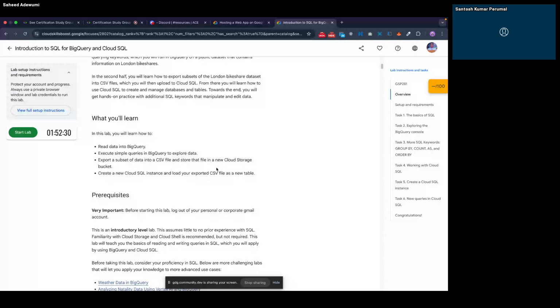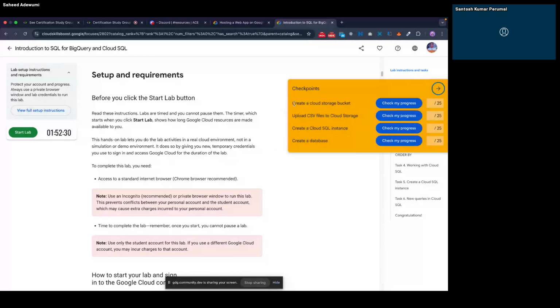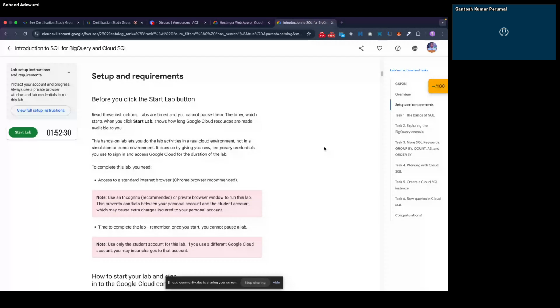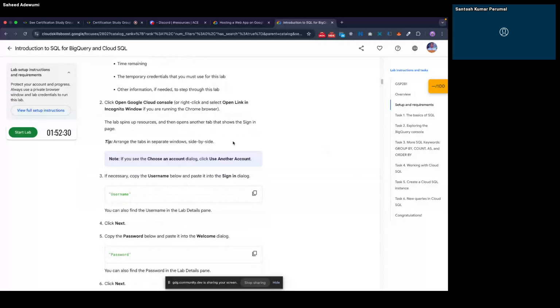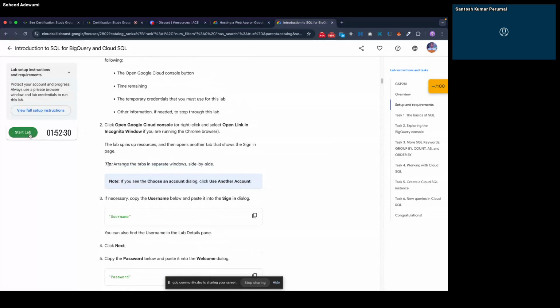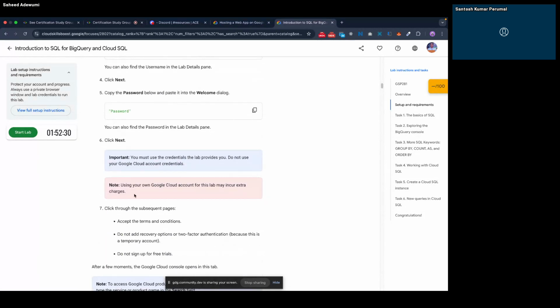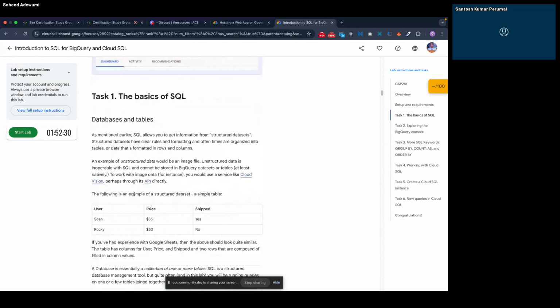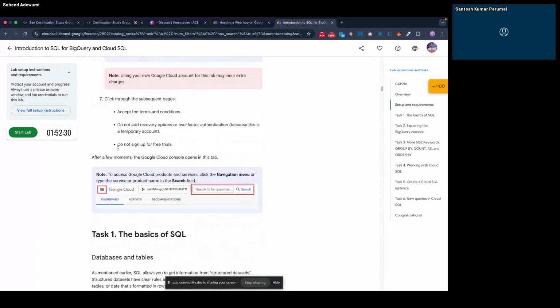So before we get started, we have some tasks here. We have five tasks: create a storage bucket, upload the file to Cloud Storage, create a Cloud SQL instance, create a database. The first requirement is that, as usual, we are expected to start our lab. Click on start, and use the password. For the recording purpose, you can just check it later.